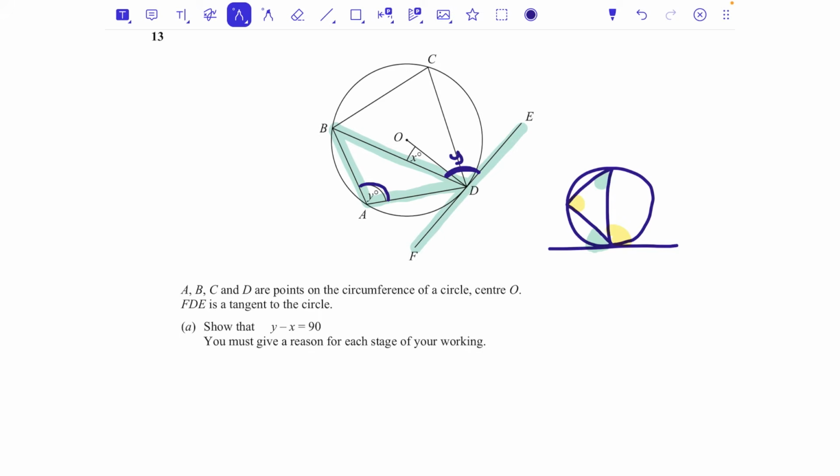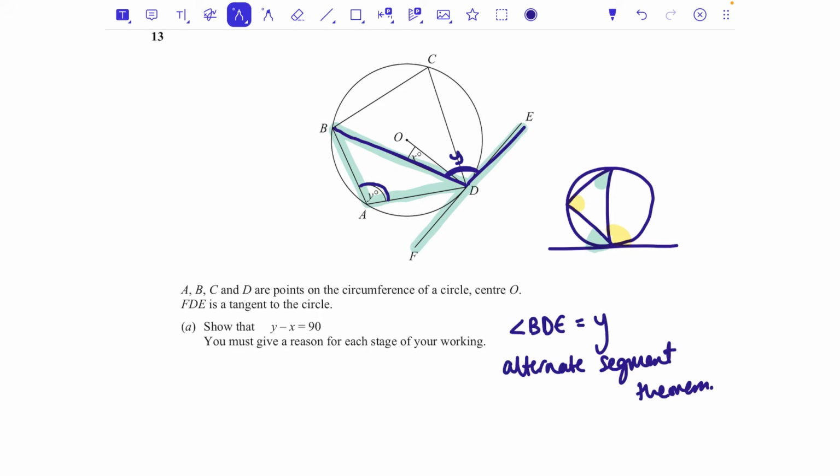So the first thing I'm going to write is angle BDE, which is the one that goes from B to D to E, so round that angle that I'm talking about, equals y, and that's because of the alternate segment theorem. So that's the first thing I'm going to do.